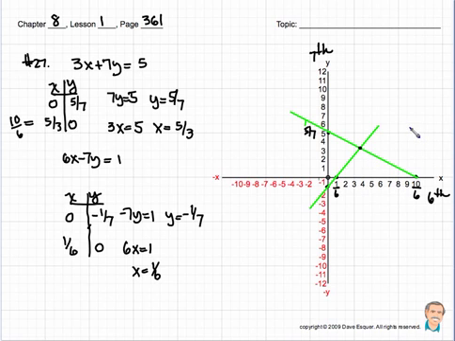Something like that. I'm guessing maybe 3.5 over 6 and 3.5 or 3.3 maybe sevenths. Okay, kind of an odd solution.